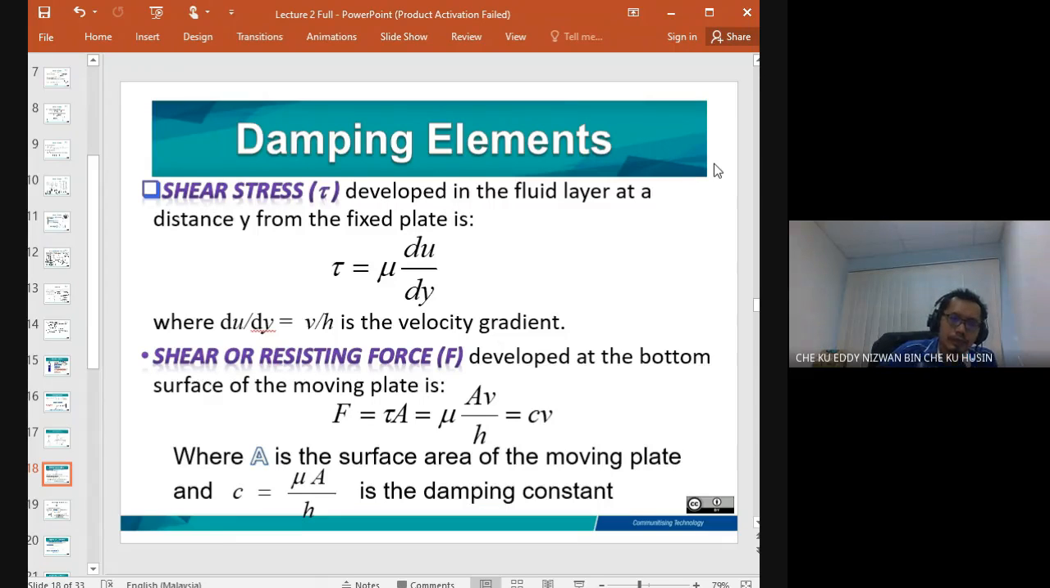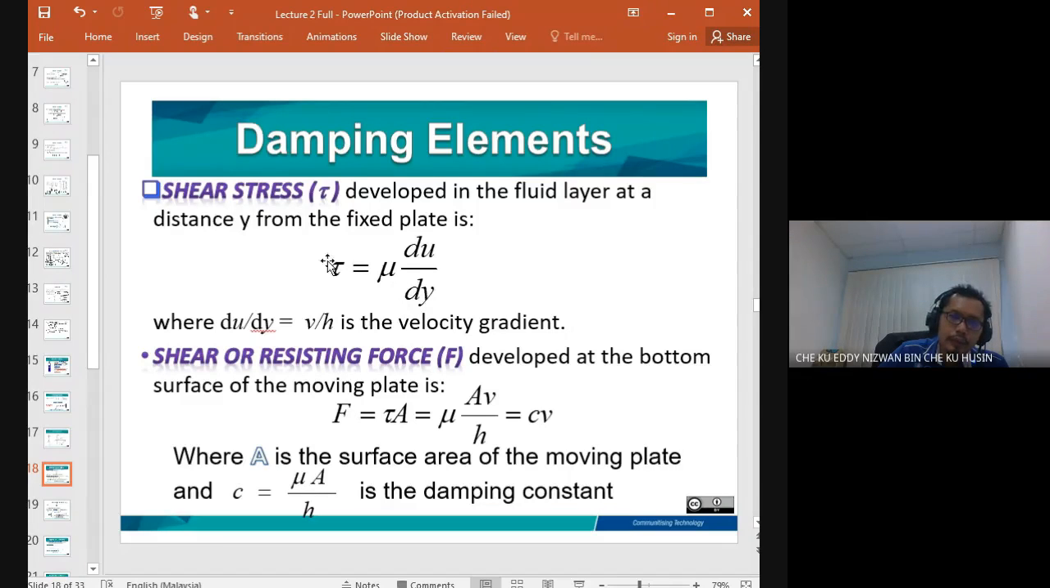Okay, normally the damping we use is viscous damping. The damping depends on the properties of the fluid used to develop the damper. This one we will not detail out. Just know that it is based on the shear stress, which is the friction between the fluid and the inside of the damper.